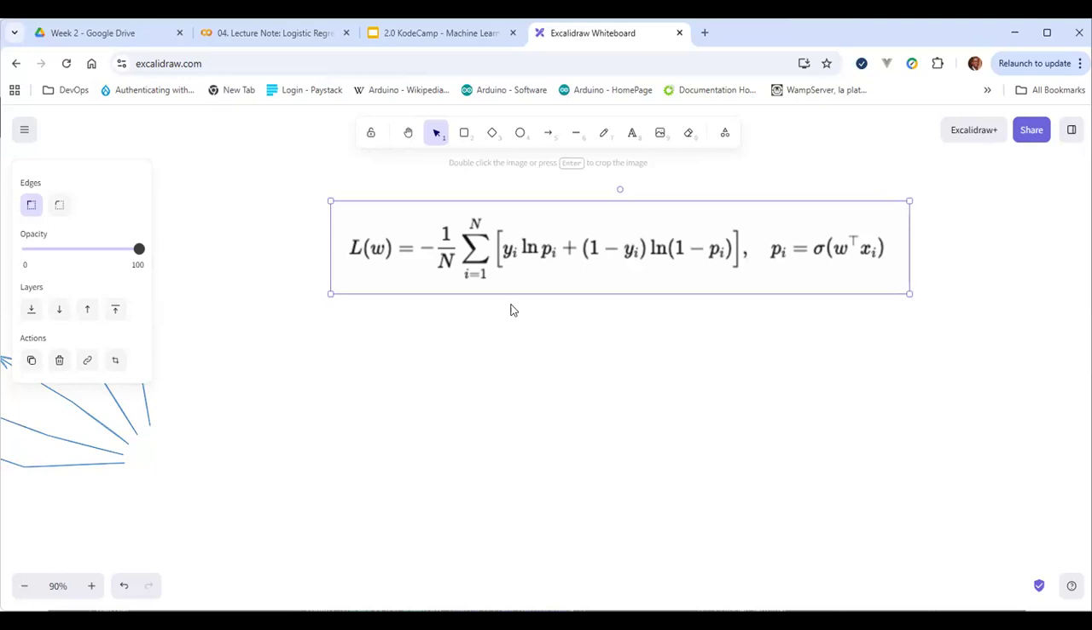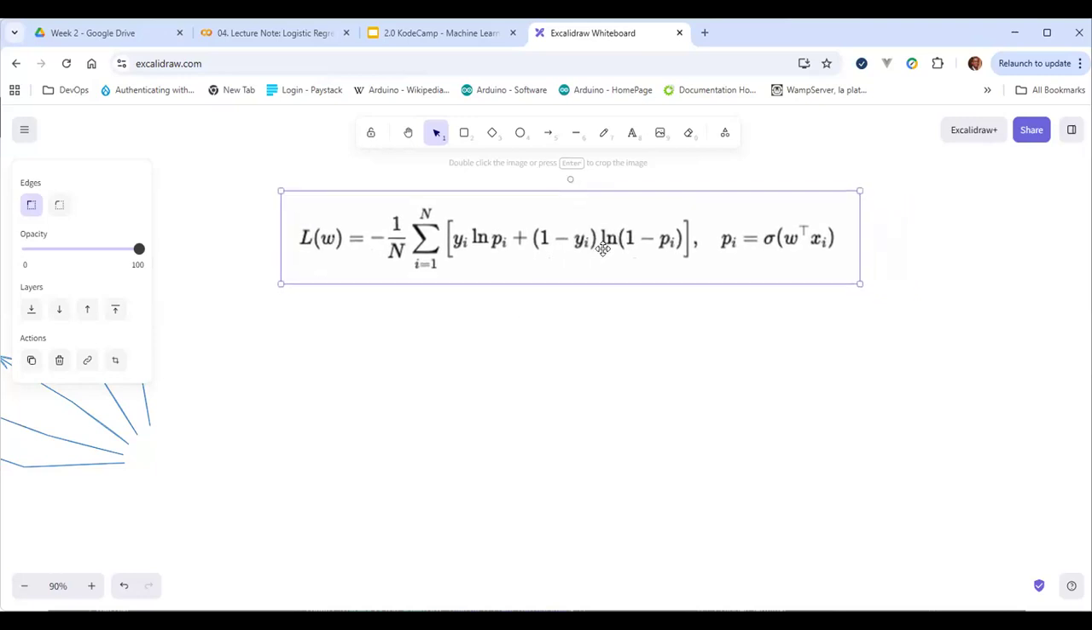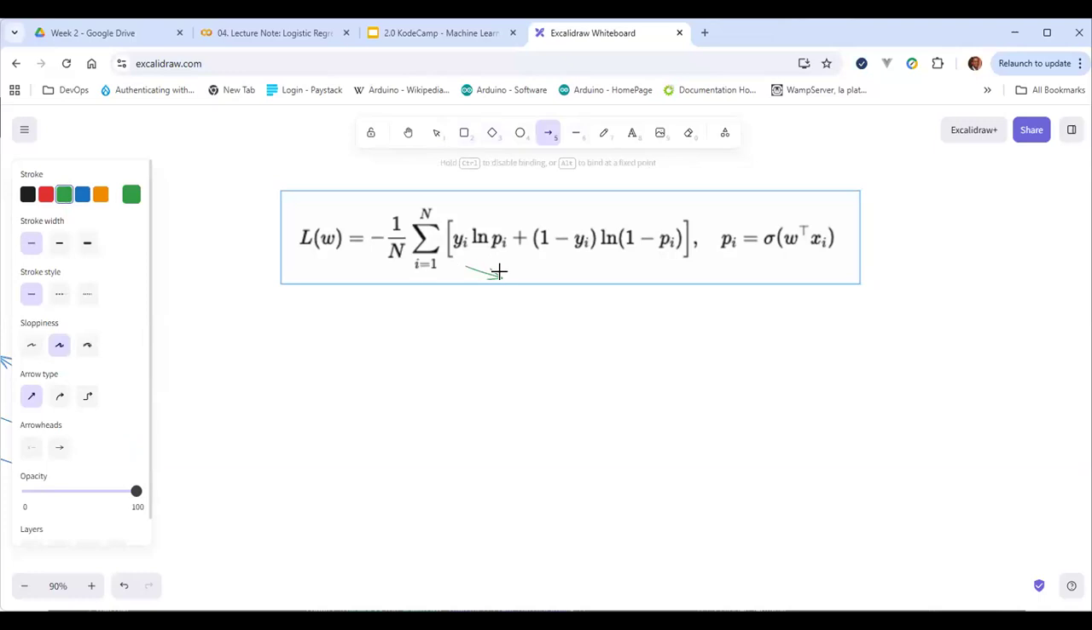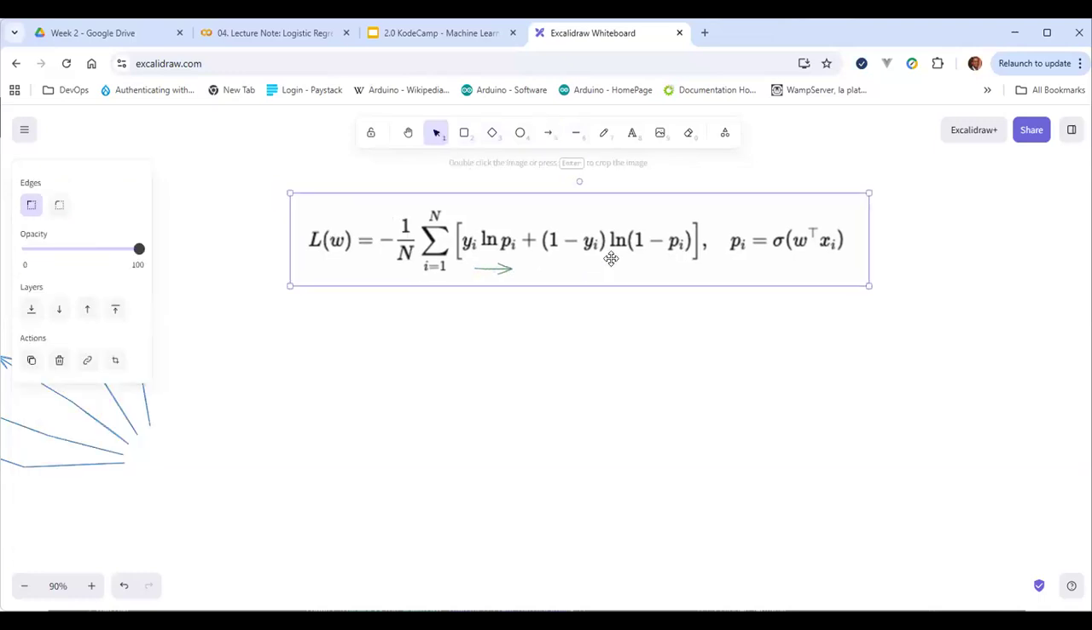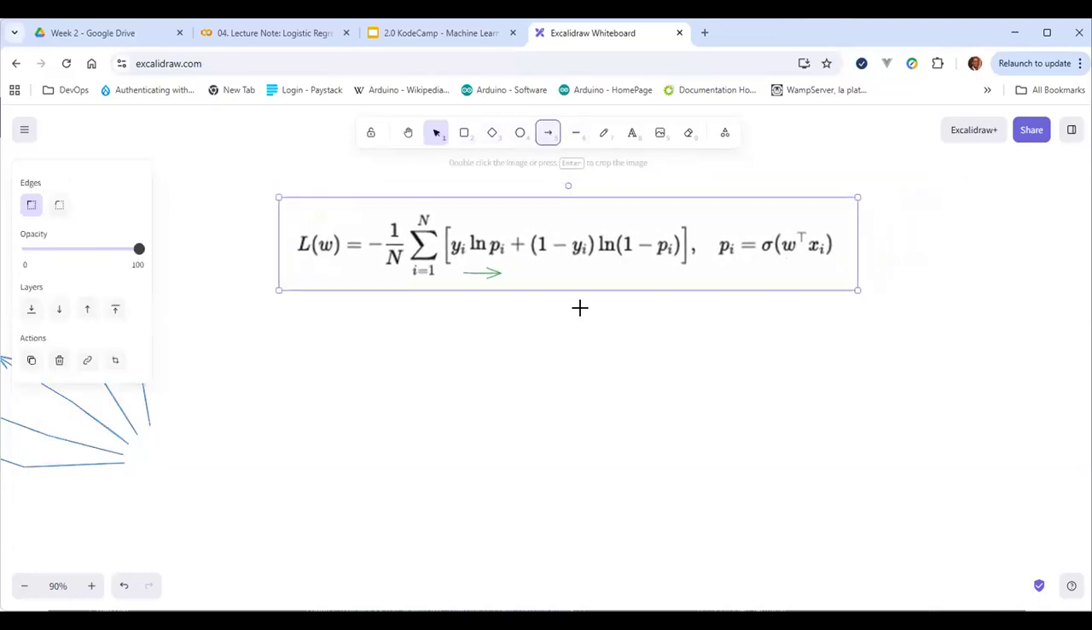So this is the piecewise equation that we call the binary cross entropy. It's piecewise because it has two sections. It has the first section, this section, and then it has a second section, which is this section.